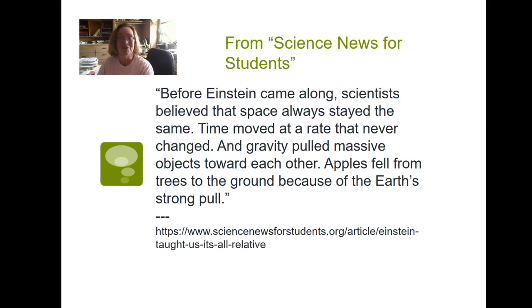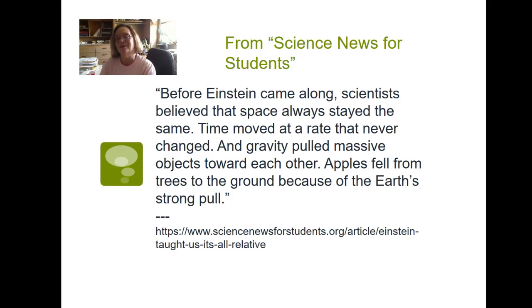And so by now it should be clear to you that the history of the scientific revolution, the history of science, is one idea building upon another, testing those ideas. So Einstein is going to put some of Newton's ideas to the test. So for example, I found this quote from a work called Science News for Students. I thought it was a nice one.